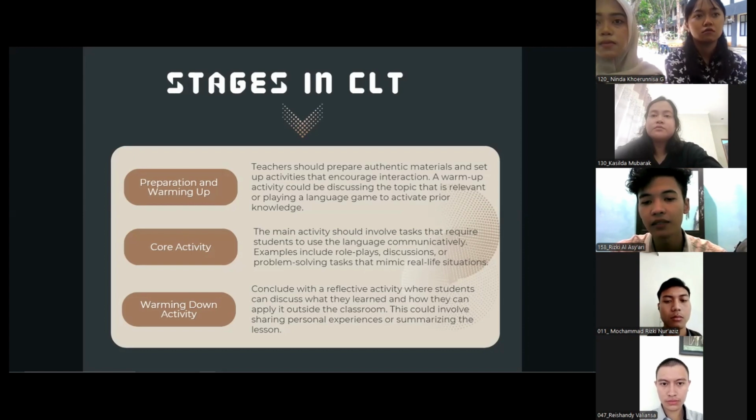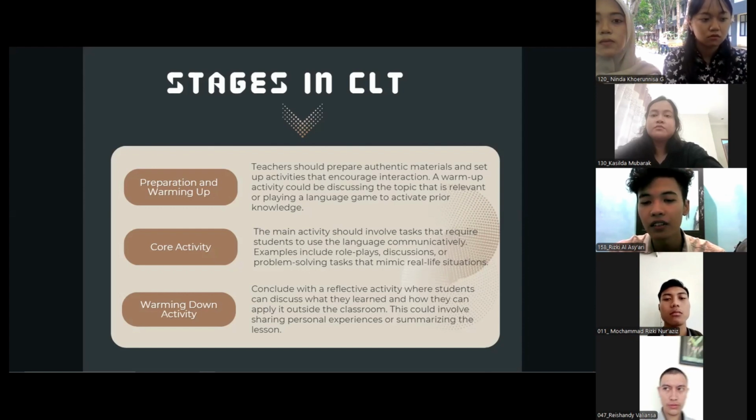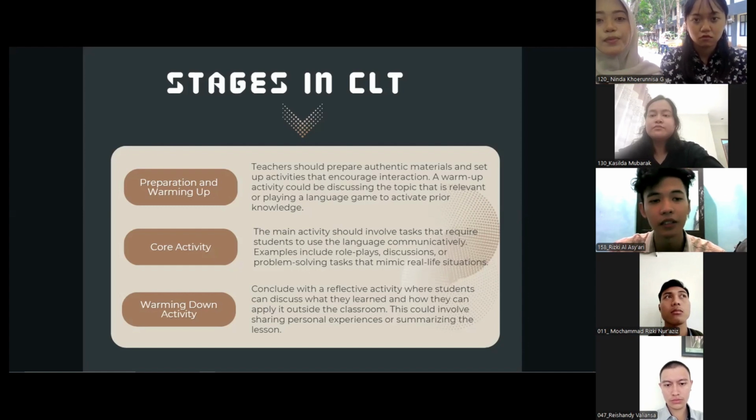This reflective stage could involve the students sharing personal experiences that connect with the day's topic, discussing any challenges they encountered, or summarizing key points of the lesson. These steps help reinforce learning by making it more personally meaningful, ensuring the students leave the lesson with a clear sense of how their new skills can benefit them in real-life situations. So I think that's all from me.